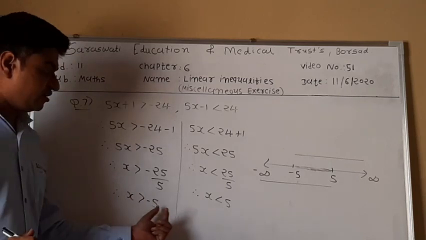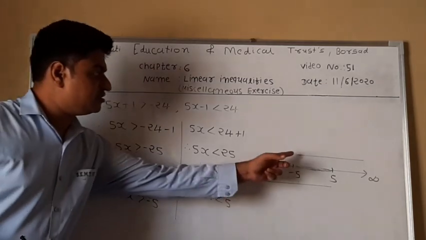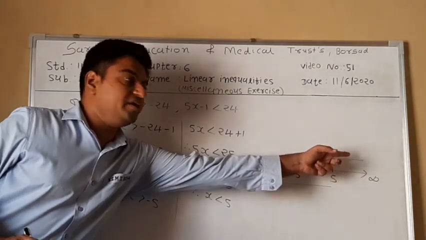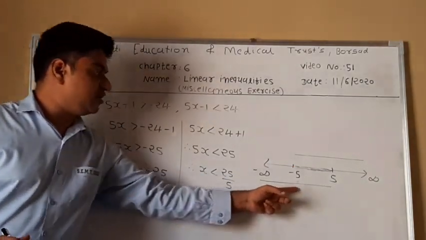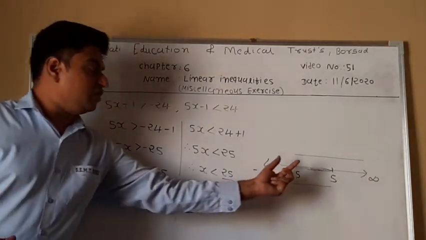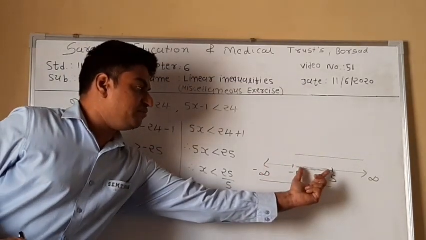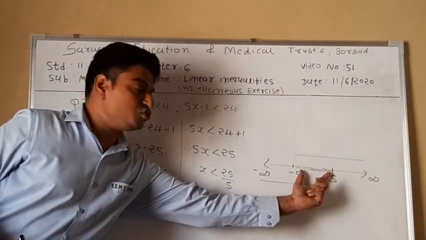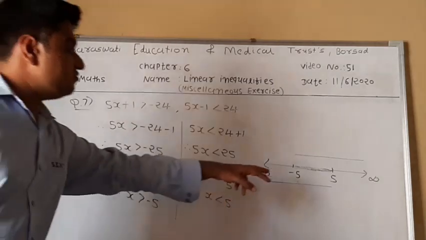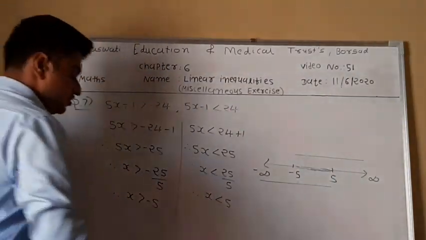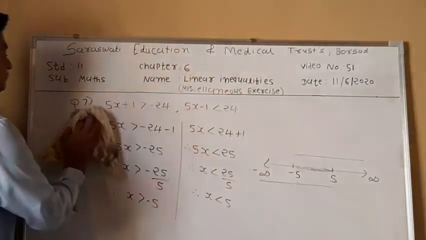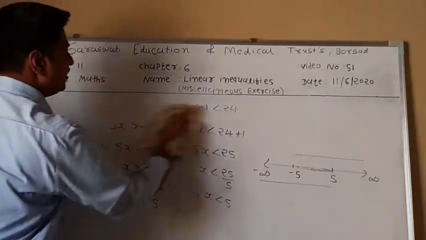Now x greater than minus 5 means this line goes to the right side, and x less than 5 means this line goes to the left side. Now the common portion is between minus 5 to 5. So our shaded portion is between minus 5 to 5. Clear? Next question. Question number 8.